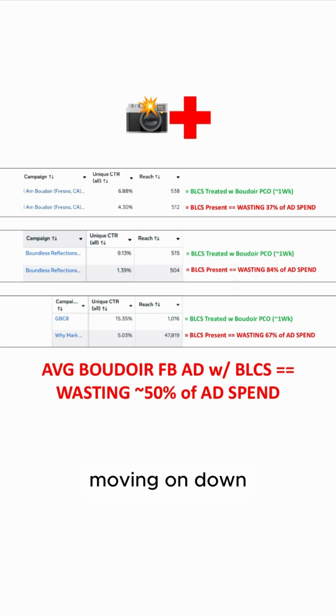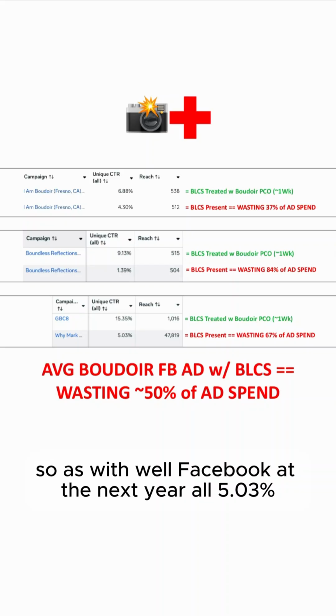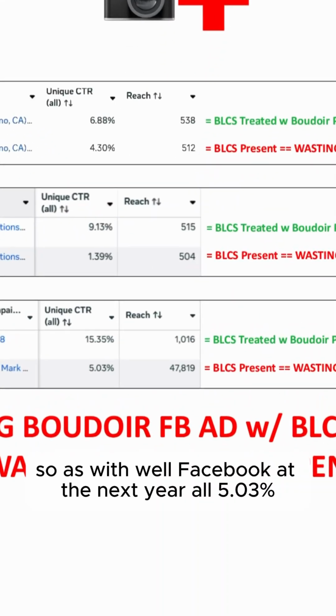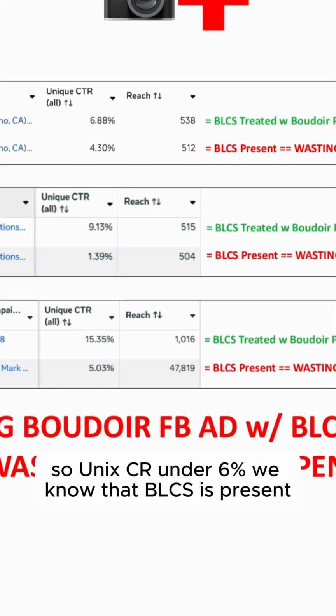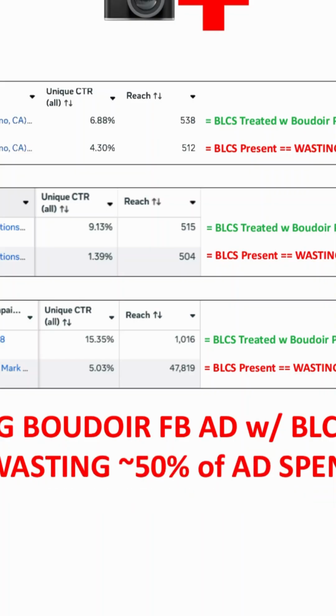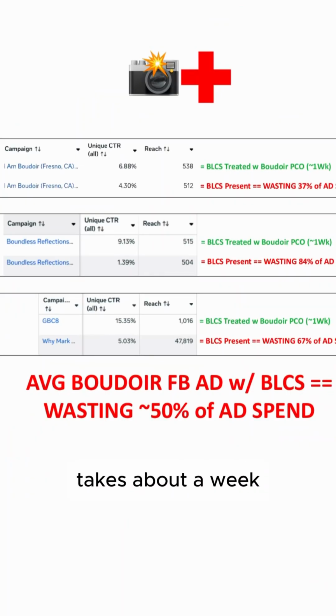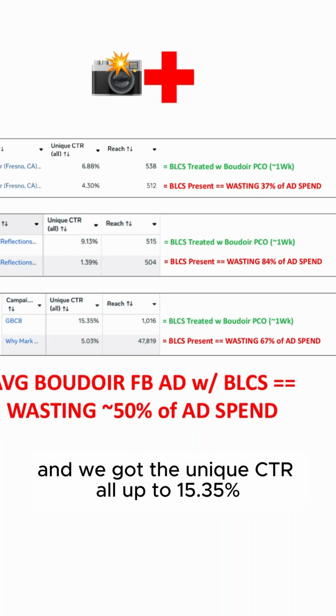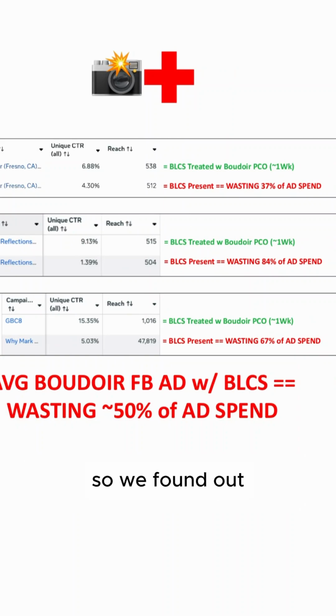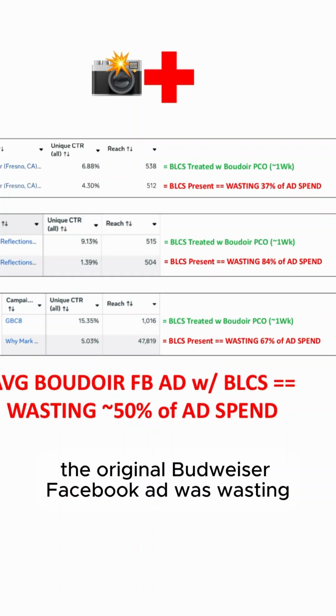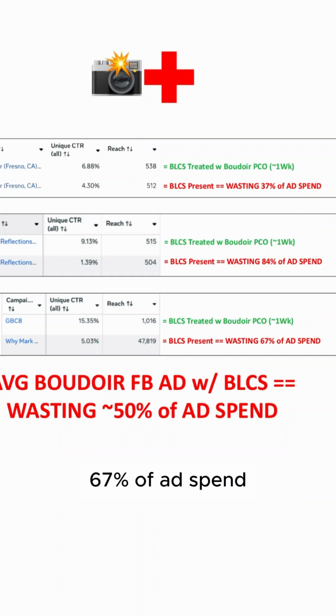So moving on down, had a patient come through. Boudoir Facebook ad has a unique CTR of 5.03%. So unique CTR under 6%. We know that BLCS is present, Boudoir low click syndrome. So we treated it with Boudoir Pico. Takes about a week. And we got the unique CTR up to 15.35%. So we found out the original Boudoir Facebook ad was wasting 67% of ad spend.